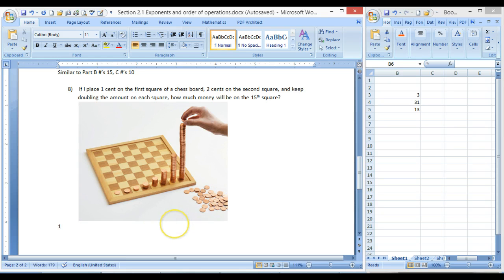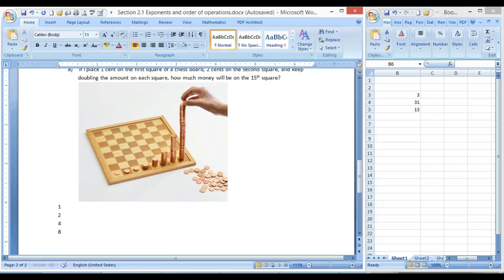We could say, okay, so the first square has 1, doubling that gives me 2, doubling that gives me 4, doubling that gives me 8. Now some people start seeing the pattern and put a 6 there. That's wrong, remember I'm doubling. Then the next one doubles that, gives me 16, then 32, and I could go ahead and do this. But I'm going to show you a trick with Excel.